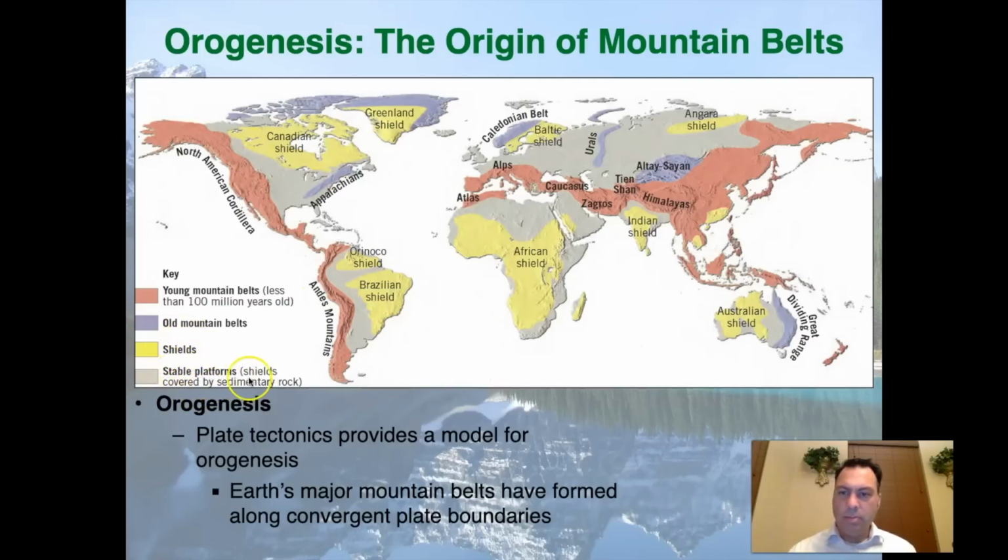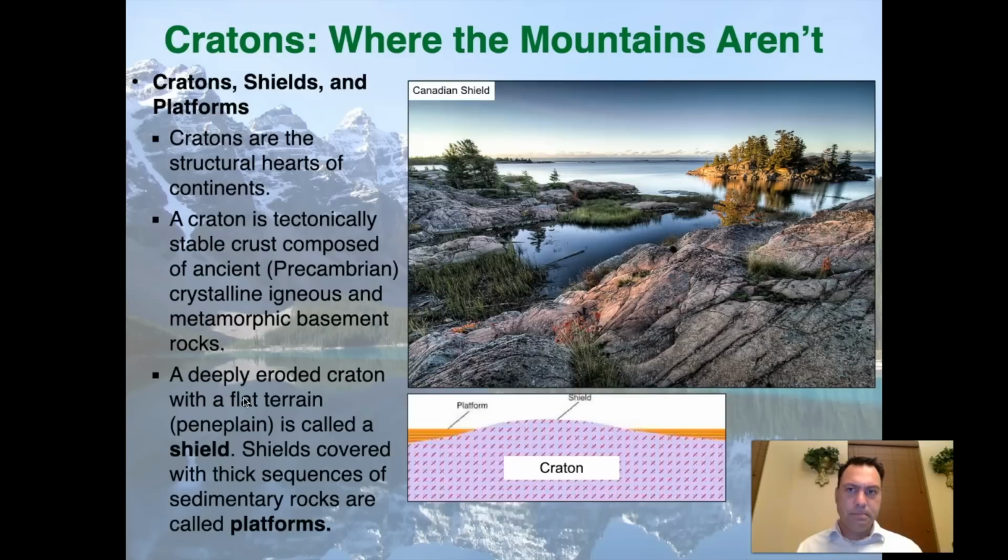A stable platform is a shield covered by sedimentary rock. So let's talk about what these things are. It turns out they're both related to something called a craton. So let's talk about cratons, and then we'll derive what we mean by a shield and a stable platform, and then all of a sudden this map will start to make some sense. What's really crucial about a craton is that when you look at that former map, it's where the mountains aren't. So cratons, shields, and platforms, let's talk about them.